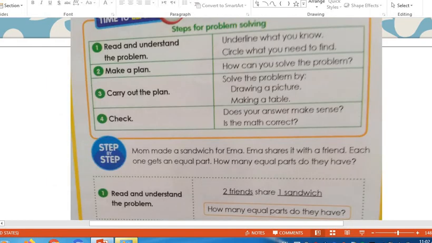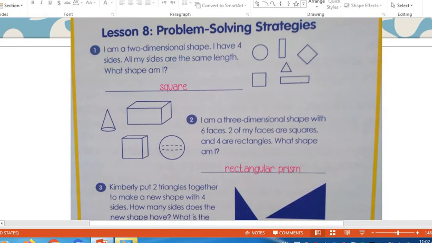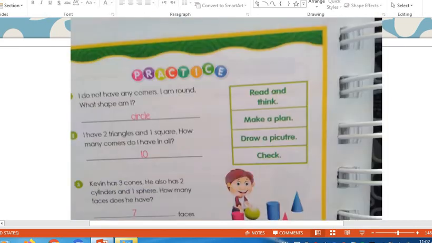Okay, this one. I do not have any corners. I'm round. What shape am I? Read and think. Make a plan. Draw a picture. Check. These are the steps.